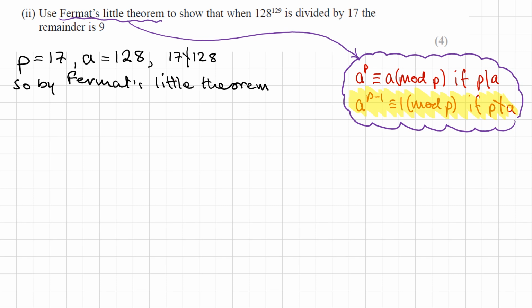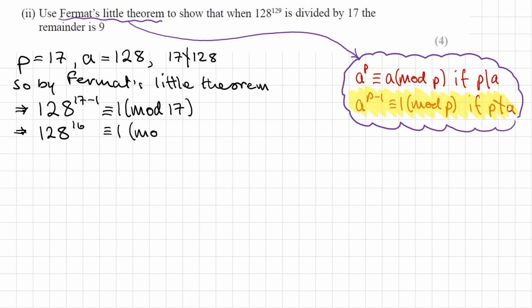So we can now start writing out our congruence equation, which is going to be 128 to the power P minus 1, so that's 17 minus 1, is congruent to 1 under modulo P, so that's going to be modulo 17. So we've got 128 to the power 16 is congruent to 1 modulo 17.